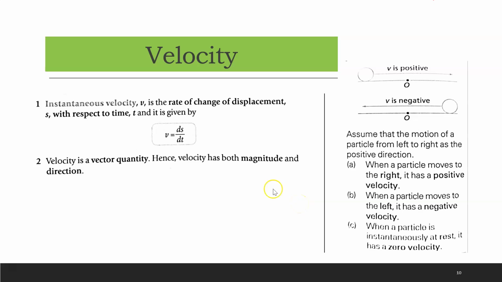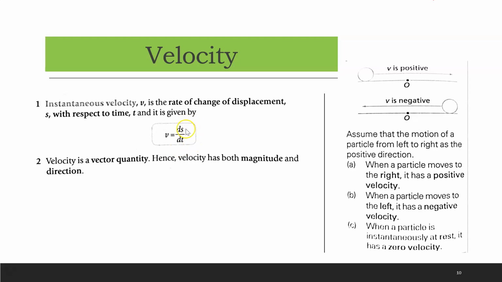Okay, this is the new subtopic, which is velocity, atau dalam bahasa Melayunya adalah halaju. Okay, so let's see what is velocity. First, instantaneous velocity v, atau small letter v ni adalah halaju lah, is the rate of change of displacement with respect to time. So maksudnya halaju ataupun velocity ni adalah kadar perubahan sesaran berkadar dengan masa t kamu, okay? So the formula is given by v equal to ds over dt.